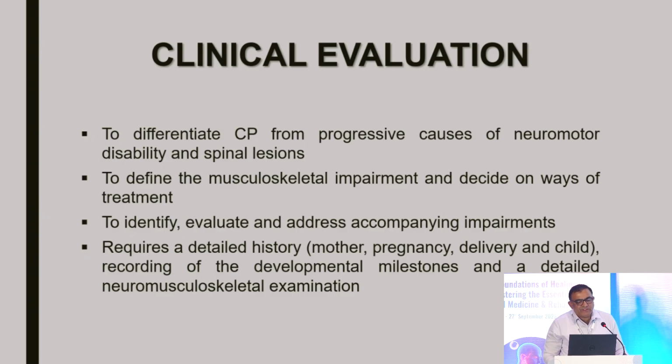Coming to clinical evaluation, the goals of clinical evaluation are to differentiate CP from progressive causes of neuromotor disability and spinal lesions, to define the musculoskeletal impairment and decide on ways of treatment, and to identify, evaluate and address the accompanying impairments. This requires a detailed history with regard to mother, pregnancy, delivery and child, a recording of the developmental milestones, and a detailed neuromusculoskeletal examination. So we don't focus only on the CNS examination or only on the musculoskeletal one.